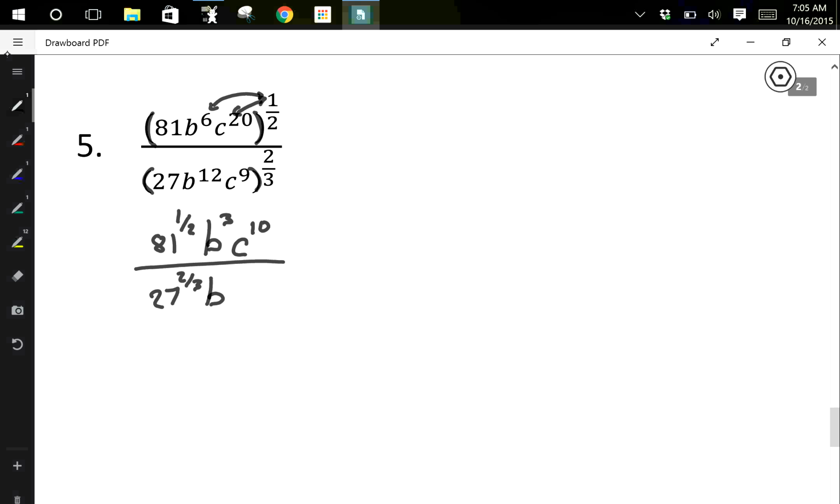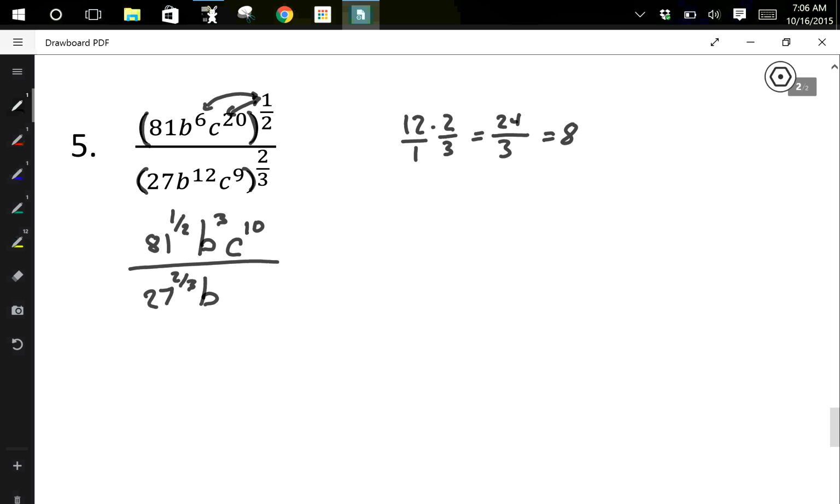times b to the, well, what is 12 times 2/3? Doing it over here, 12 times 2 over 3. I could make that a 12 over 1. So 12, and then remember multiplication of fractions, straight across the top. 12 times 2 is 24. All over 1 times 3 is 3. And this actually simplifies. 3 goes into 24 8 times. 8, 16, 24. So this just becomes b to the 8th.